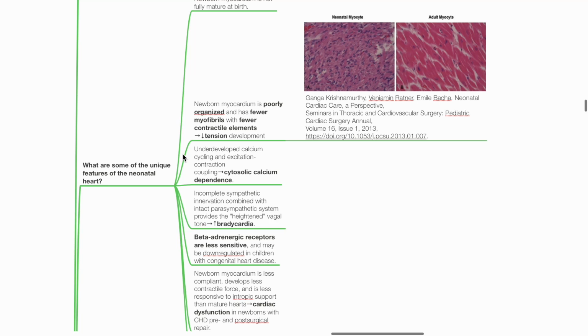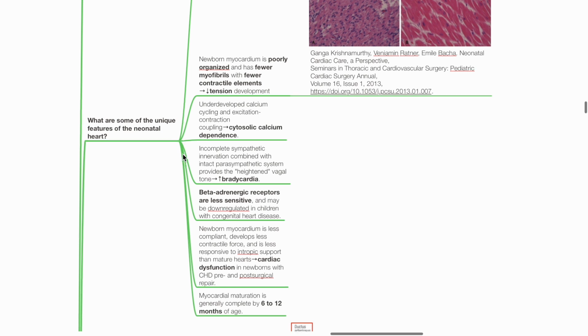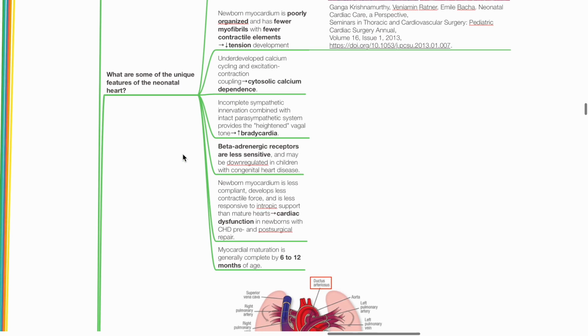Incomplete sympathetic innervation combined with intact parasympathetic system provides heightened vagal tone, increasing the risk for bradycardia. Beta-adrenergic receptors are less sensitive and may be downregulated in children with congenital heart disease. Newborn myocardium is less compliant, develops less contractile force, and is less responsive to inotropic support than mature hearts.